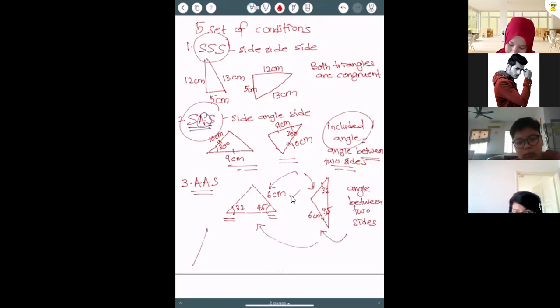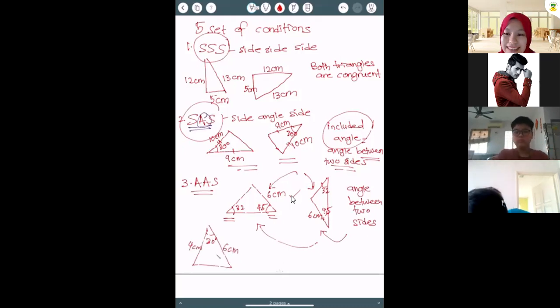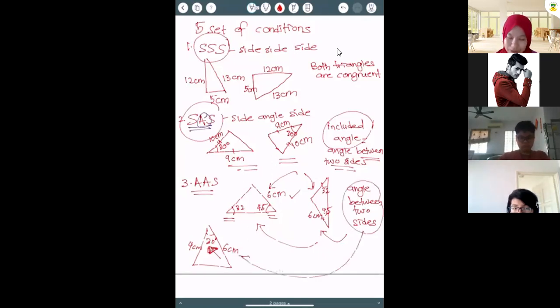This is a triangle. This is 30°. This is 4 cm. This is 6 cm. Can you say that this 30° is an included angle? Look at the angle between two sides. Is your angle here between two sides? It's in between two sides. So this one, yes, included angle.